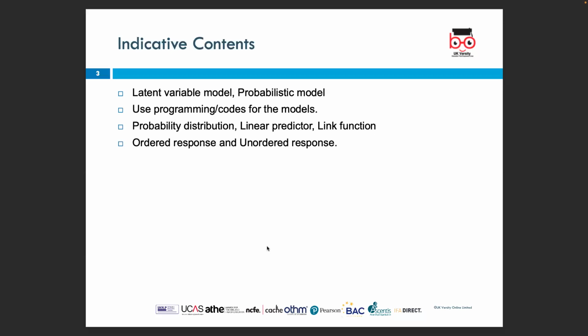So what are the indicative contents? We have 4 indicative contents for this learning outcome 1, which is latent variable model, probabilistic model, using programming or codes for models, probability distribution, linear predictor, link function. And then lastly, ordered response and unordered response. So those are the 4 indicative contents that we'll be looking at today.